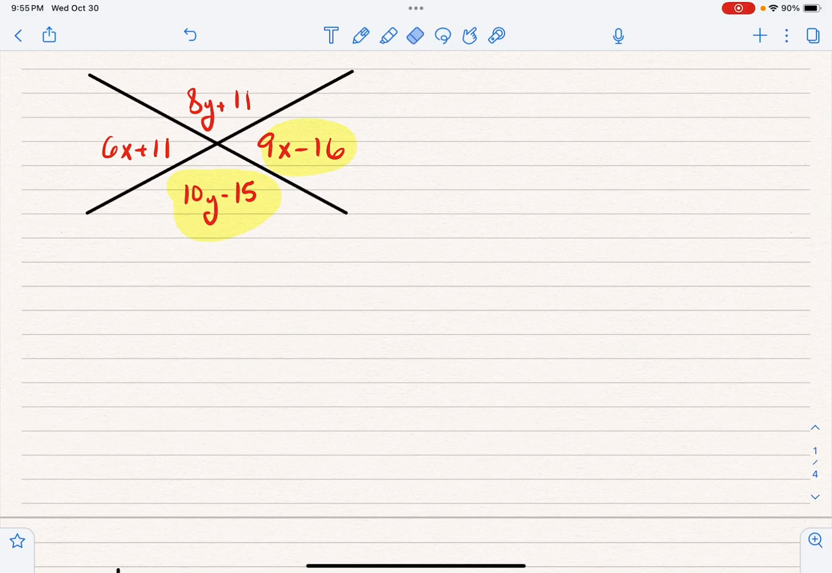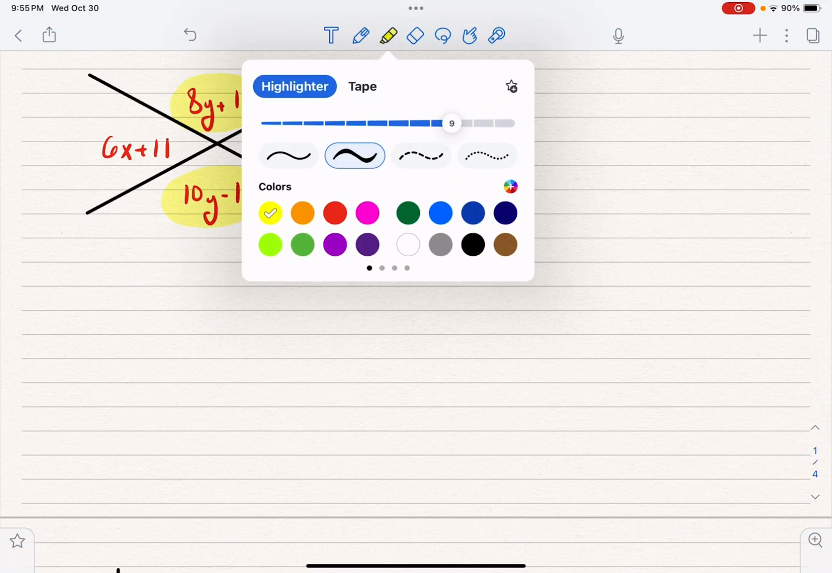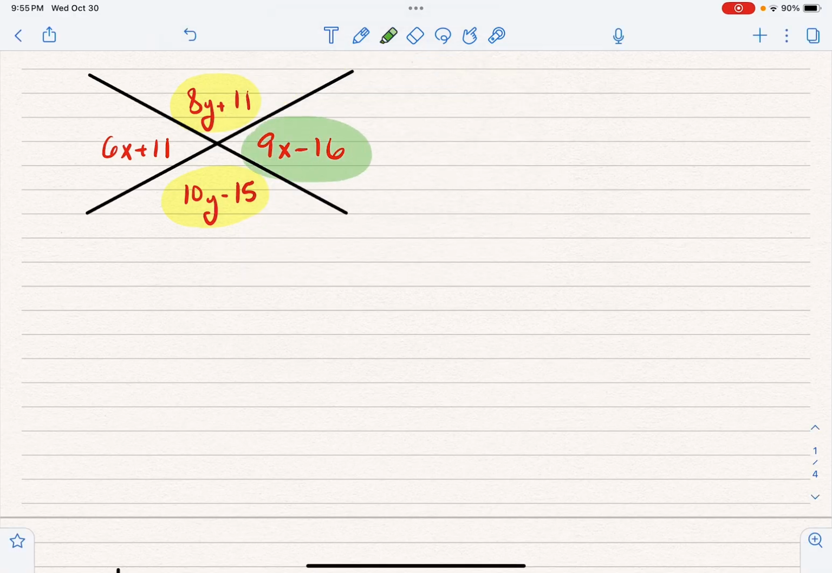So the only way to do this problem is to do it with vertical angles. These angles that are opposite of each other. Up there you have 8y plus 11, and on the bottom you have 10y minus 15. Right here we have 9x minus 16, and this one is 6x plus 11. So again, we have to use the fact that we have vertical angles. It's the only way we can solve these.